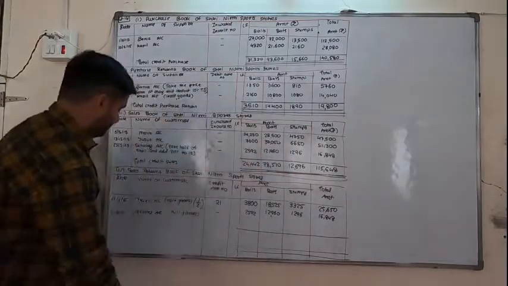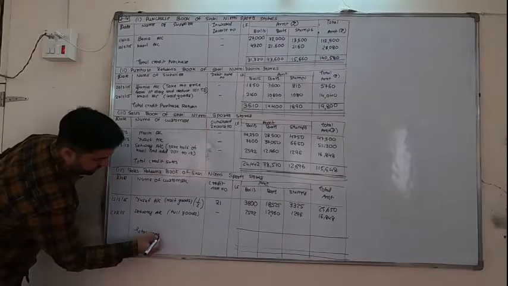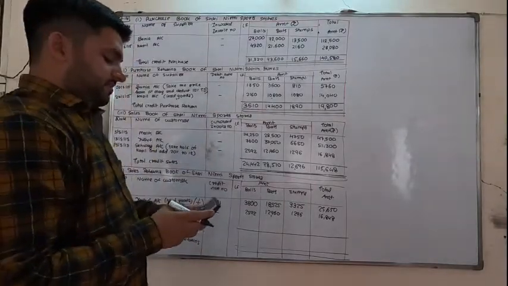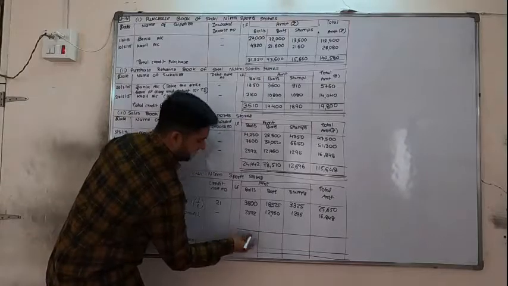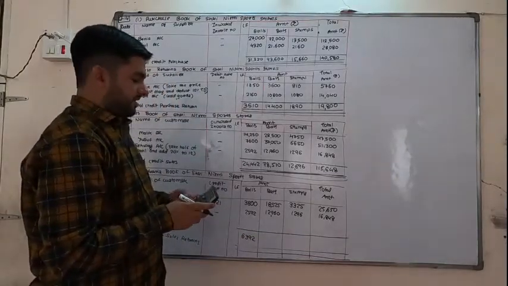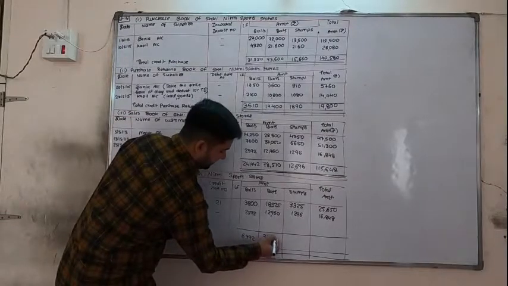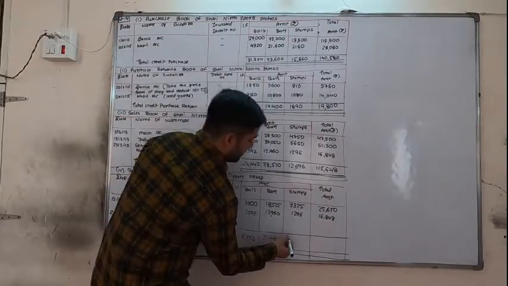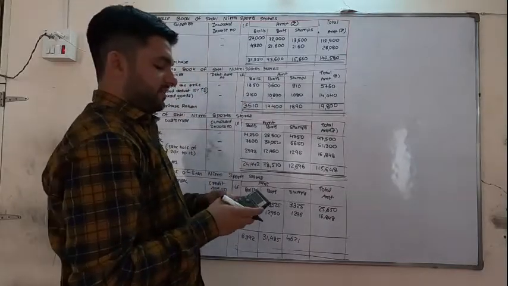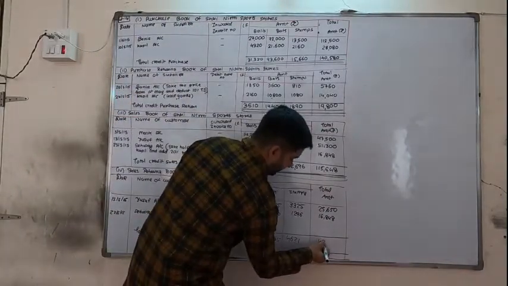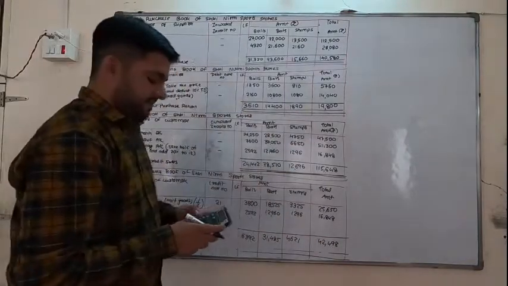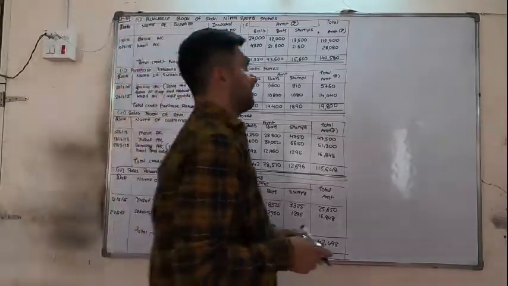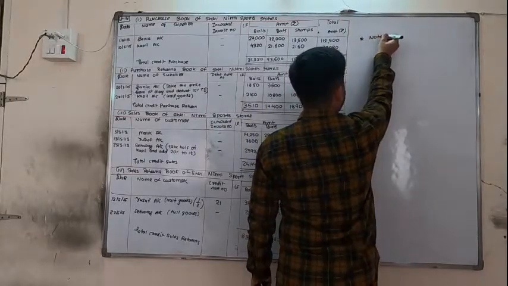And last, total credit sales returns: 3,800, 2,592, 6,392, 18,525, 12,960, 31,485, 3,325 plus 1,296, 4,621, 25,650, 16,848, 42,498, or else 6,392, 31,485, 4,621, 42,498.